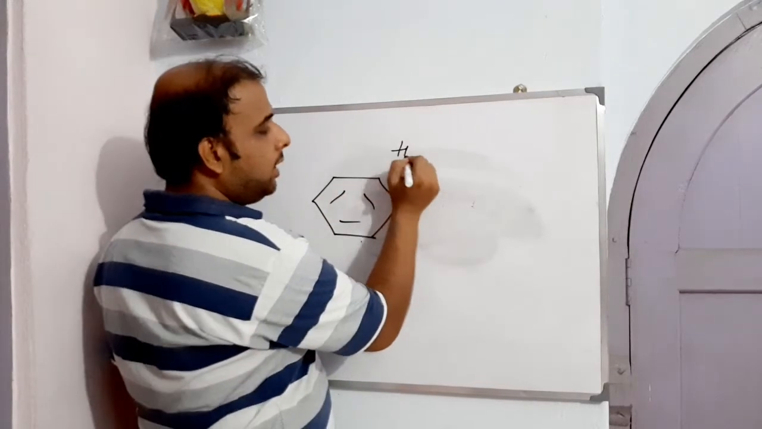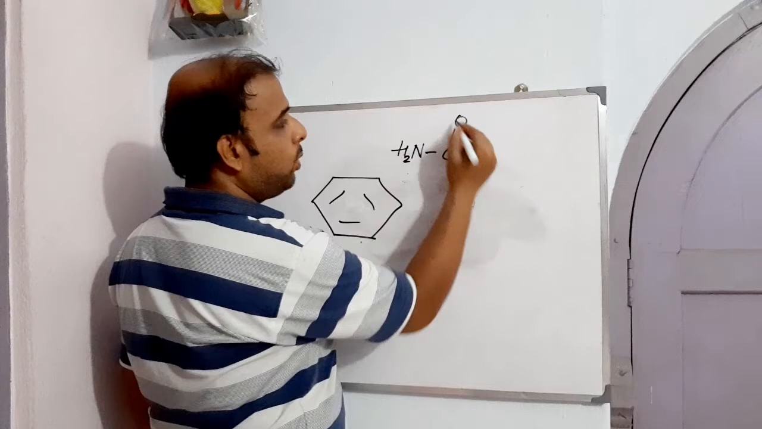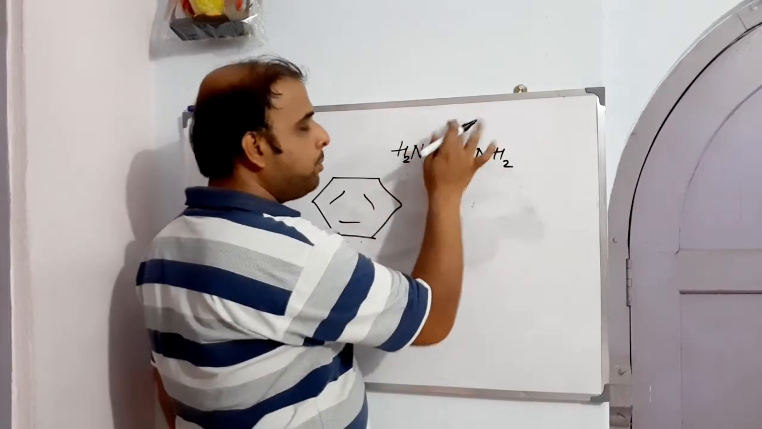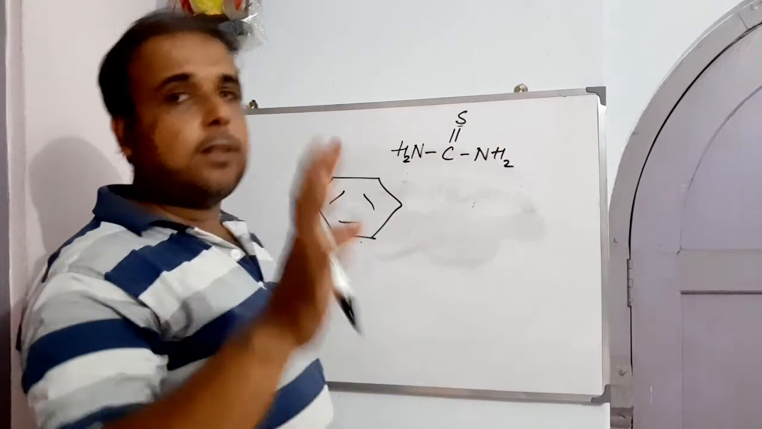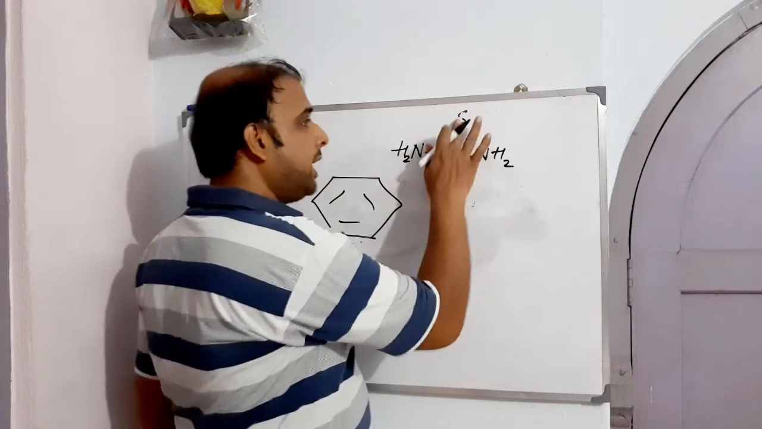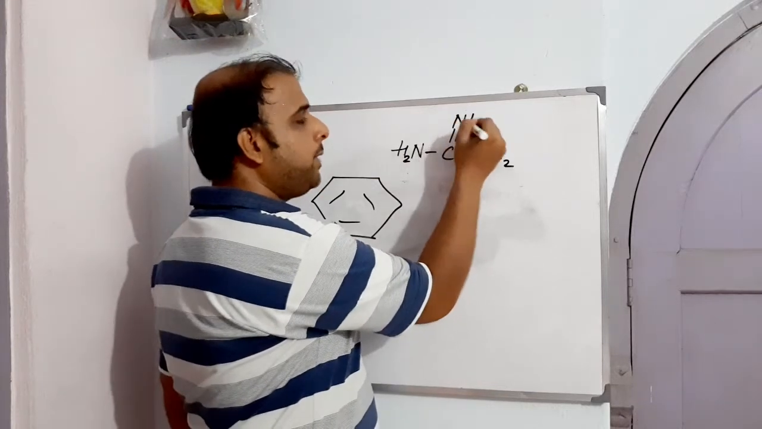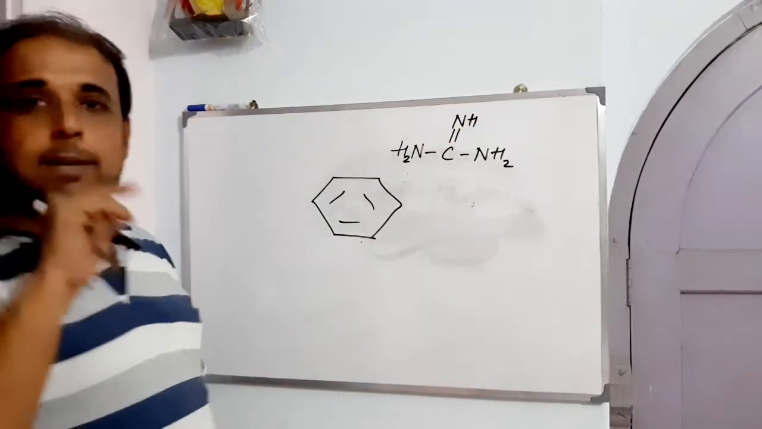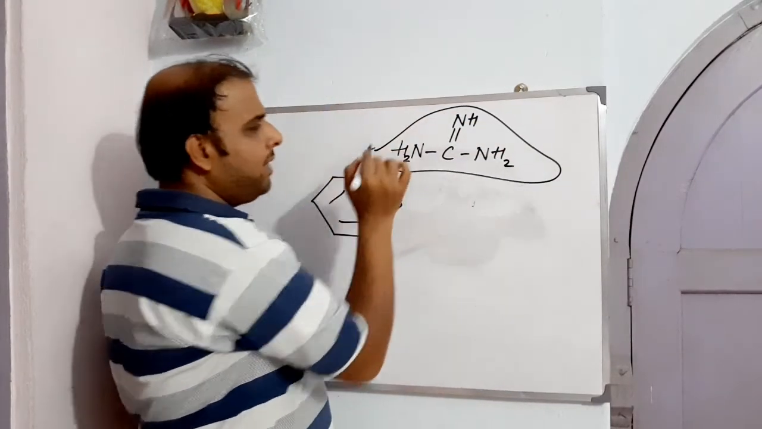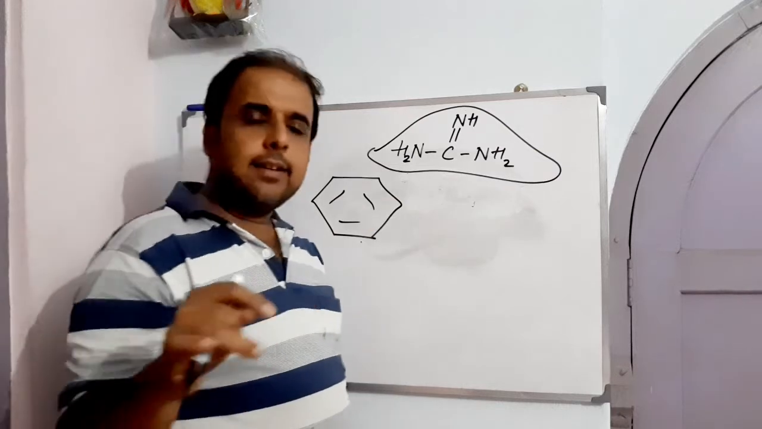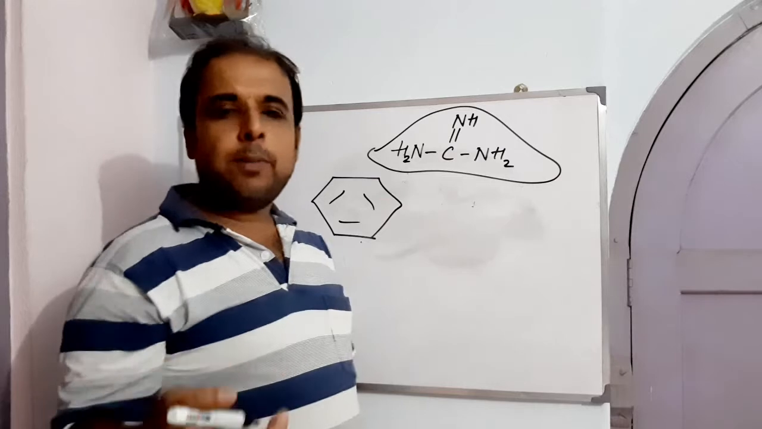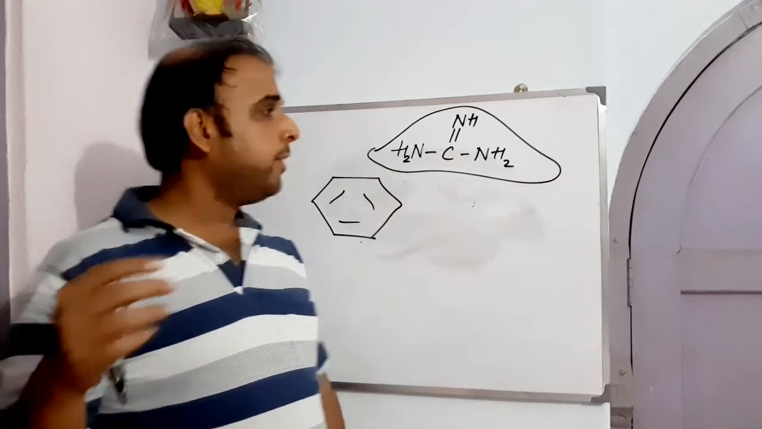Urea is H2N-C double bond O-NH2, right? Suppose I remove the oxygen and put sulfur over here, so it becomes thiourea. Now assume that the sulfur has been replaced with an NH. Now it has become guanidine. As I told you, this is the open form of guanidine. We have a chemical category in oral hypoglycemics called biguanides. Metformin and phenformin are all examples of these biguanides.